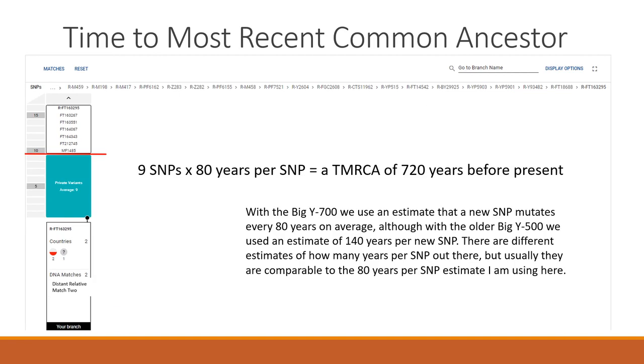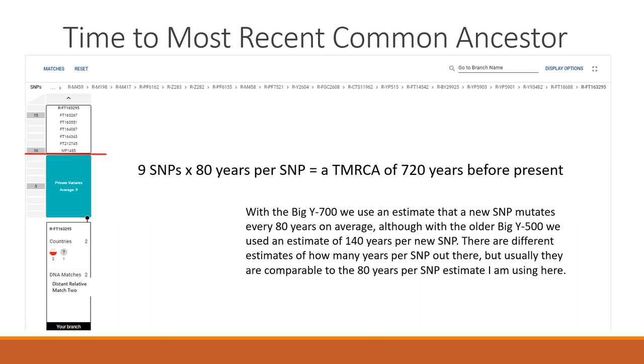With the Big Y-700, we use an estimate of a new SNP mutation every 80 years or so on average. With the older Big Y-500 that tested fewer SNPs, it was a new mutation every 140 years. But with the Big Y-700 that tests half as many again SNPs, the estimate we use is a new SNP mutation every 80 years or so. There are other estimates out there.